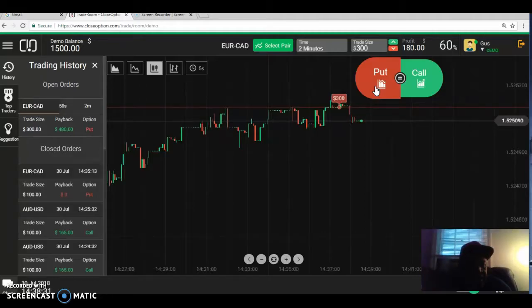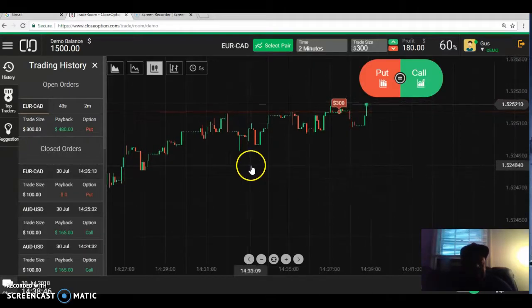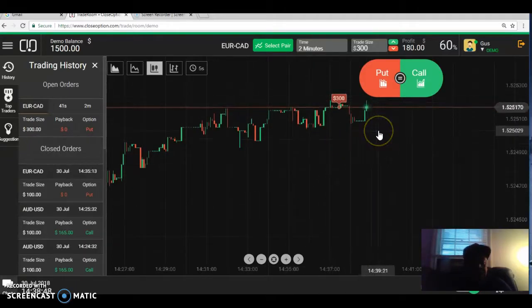And this trade right here, it's all right, we got 5:55 seconds left. As you can see here, I lost that $100 trade, the Euro Canadian dollar trade. So I hit another $300 trade. So we're going to see how this trade develops.